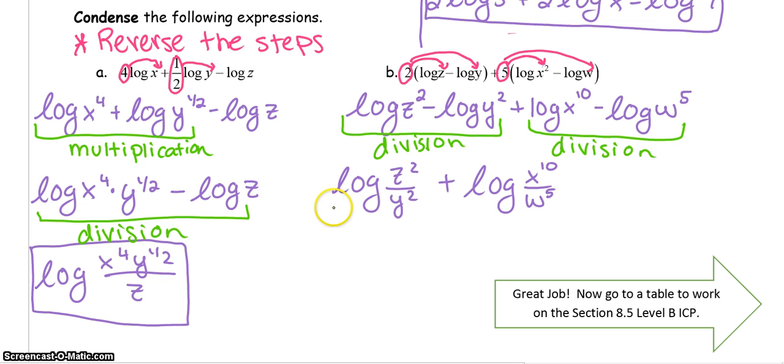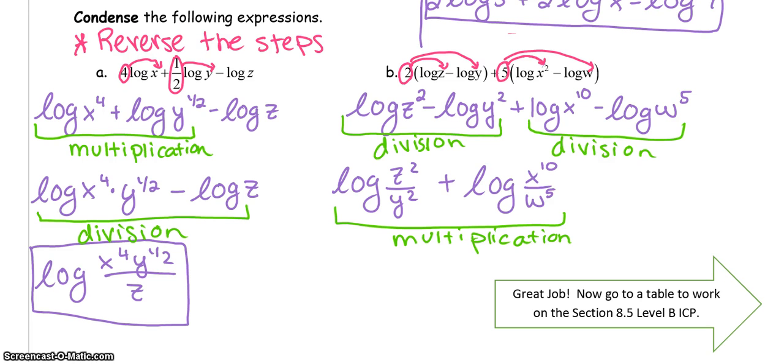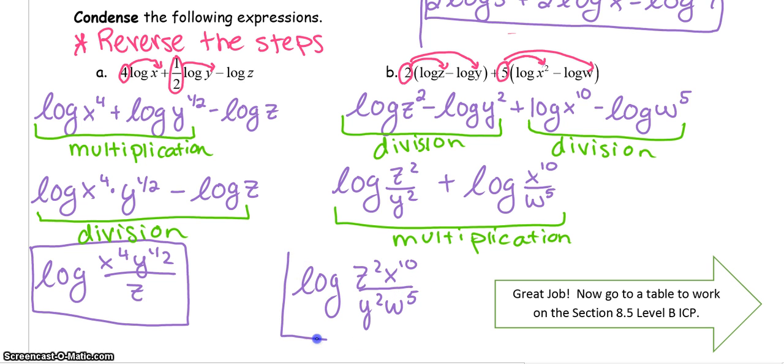Now since I have a plus sign, this is going to become multiplication. Remember, when you multiply two fractions, you multiply the tops together and the bottoms together. So that means I'm going to have log of z squared x to the 10th over y squared w to the 5th. Now I only have one log left in the problem, so this is my final answer.